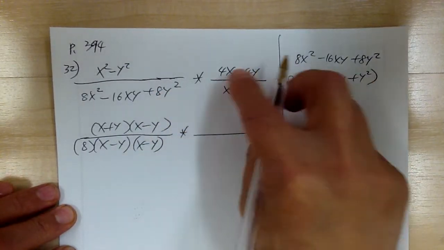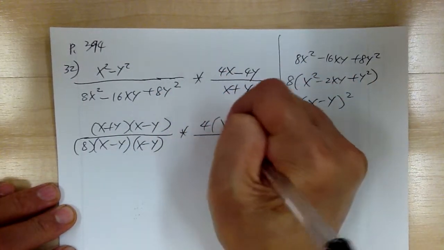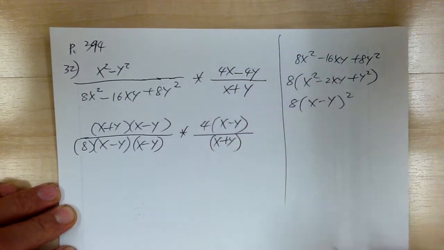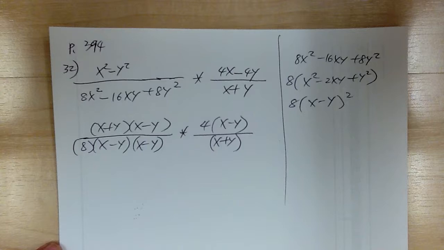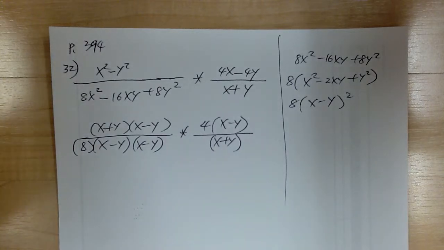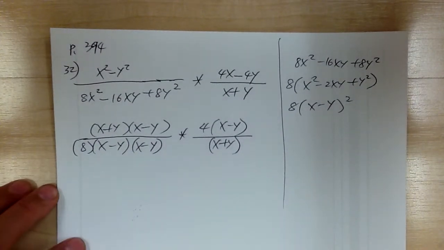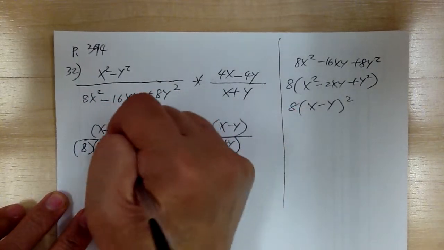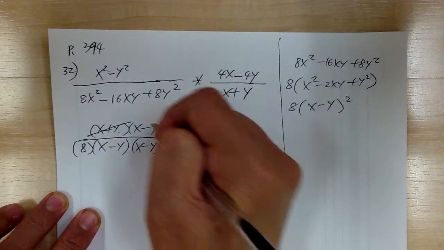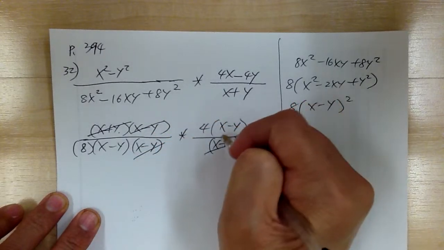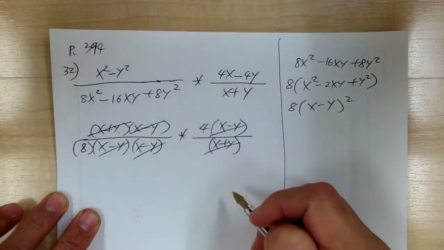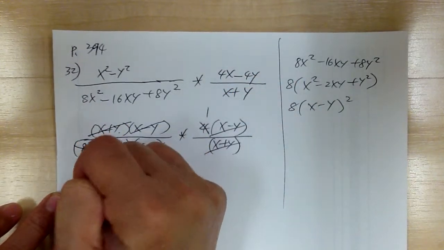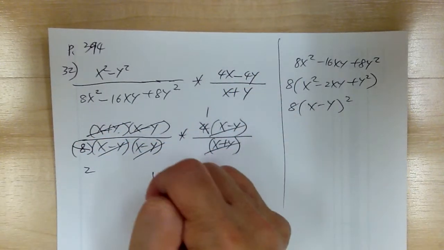This one you can factor out the 4, and this one you can group. You have to do all the factoring before you do anything else. After that, you can start to cancel things out. x plus y cancels with x plus y, x minus y cancels with x minus y, x minus y cancels with x minus y. 4 and 8 divide by 4, you get 1, divide by 4, you get 2. So the answer would be 1 over 2.